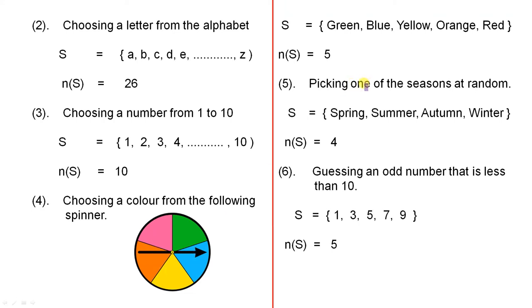The next one, picking one of the seasons at random. So the sample space will be spring, summer, autumn and winter. And the number of possibilities is 4. 1, 2, 3, 4. The next example, guessing an odd number that is less than 10. So we have 1, 3, 5, 7, 9. So they're all the possibilities, and there are 5 of them.